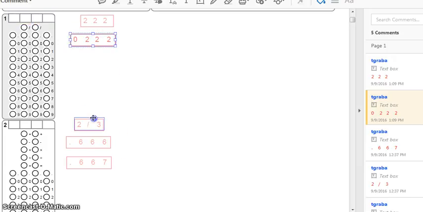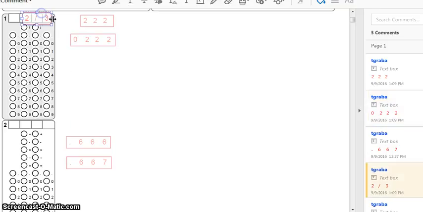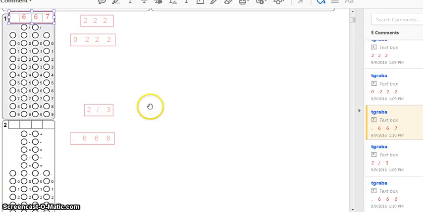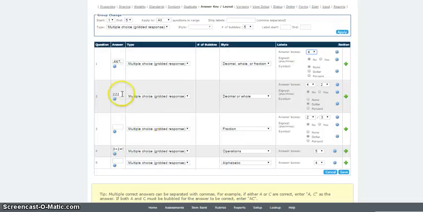Then the second one I put in was a fraction-based problem. And so I tried 2 divided by 3. That worked. I tried 0.666, and that worked. And I tried 0.667, and that also worked. So let me show you how I set that up.